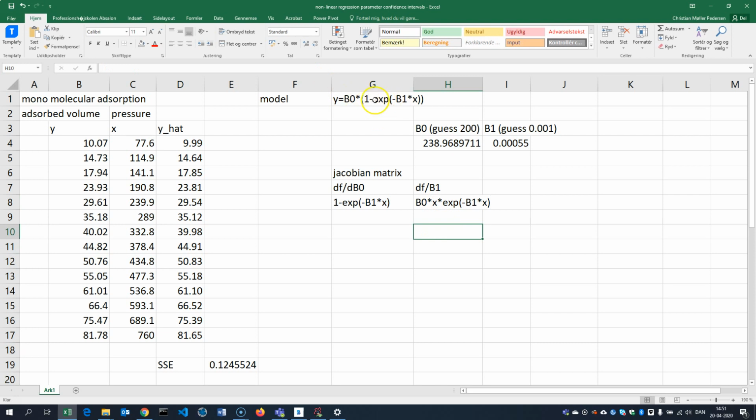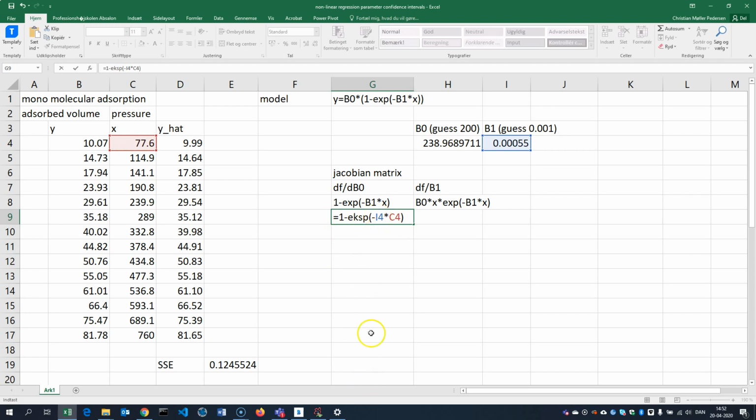So this is my model here differentiated with respect to beta 1. Now I want numbers. This is actually the first element of my Jacobian matrix that I'm computing. So it's 1 minus the exponential, EXP in English, of minus beta 1, where beta 1 is this number here, according to my result, multiplied by x, the first x in my data, because it's the first row of the Jacobian.